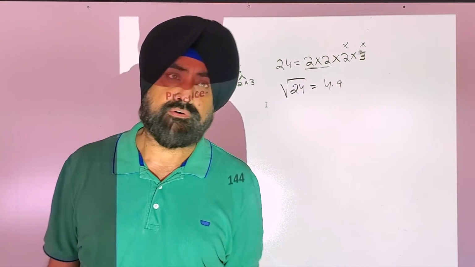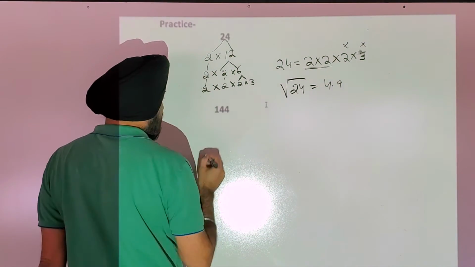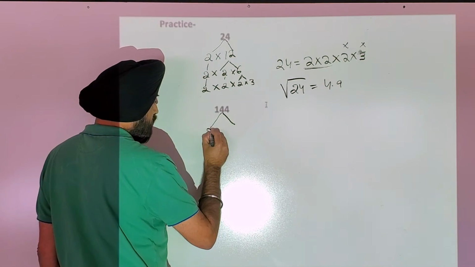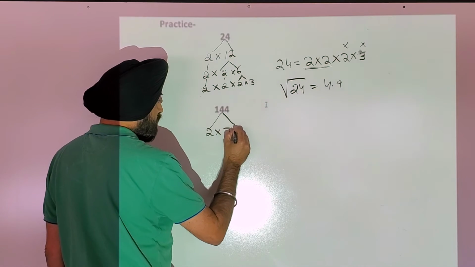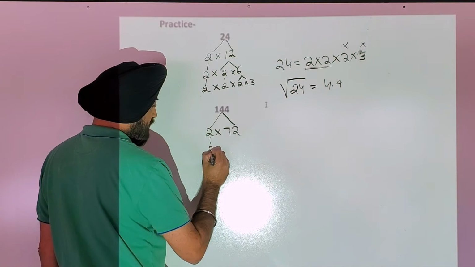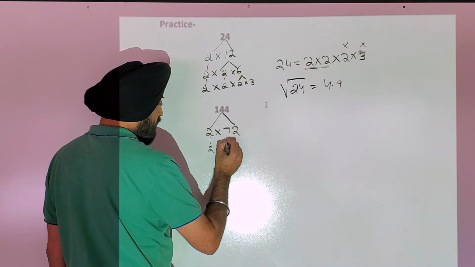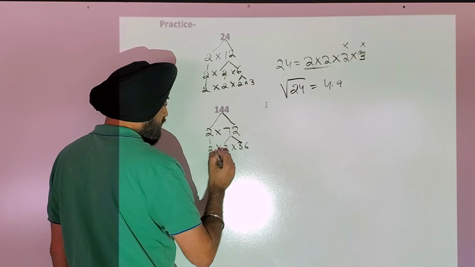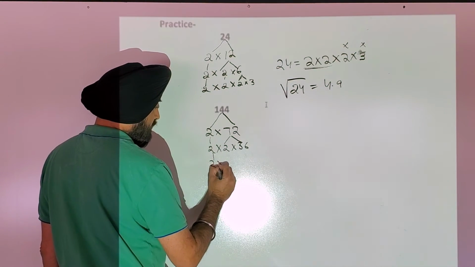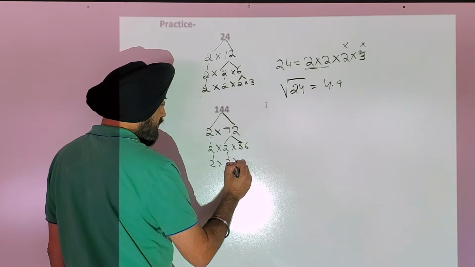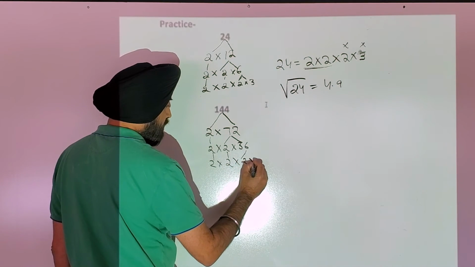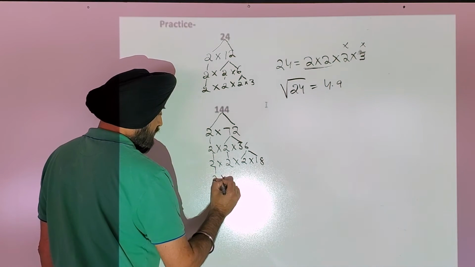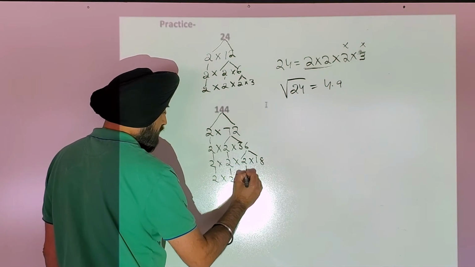Let's see 144. Make the prime factorization of 144. So 2 times 72. 2 is a prime number. 72 can further be divided by 2. 2 times 36. And this is 2, write as it is. This is 2, write as it is. 36 can be divided by 2. 2 times 18. This is 2, write as it is. Prime number. This is a prime number.